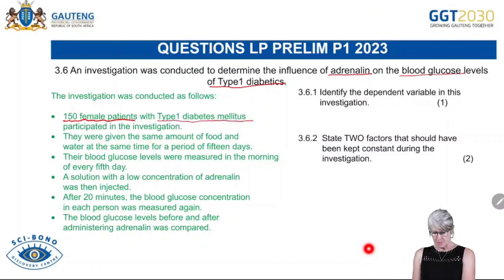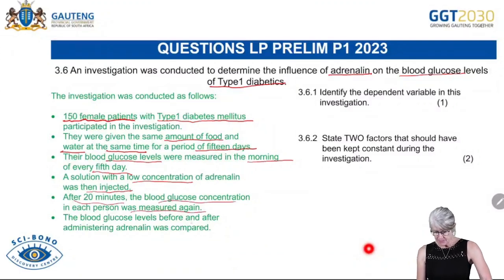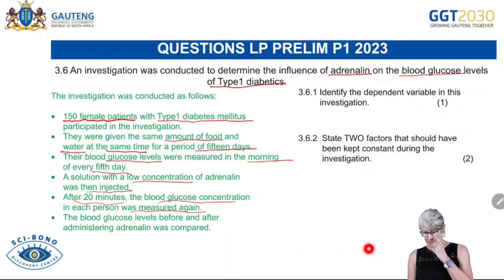They were given the same amount of food and water at the same time for 15 days. Their blood glucose levels were measured in the morning every 5th day. A solution with a low concentration of adrenaline was then injected, and after 20 minutes, blood glucose concentration was measured again. The blood glucose levels before and after administering adrenaline were compared. So they recorded the results and compared them.